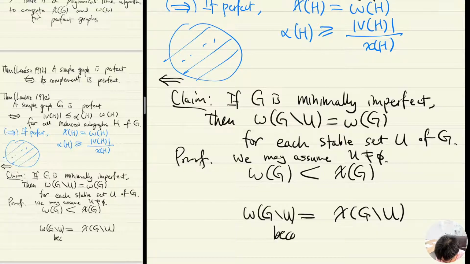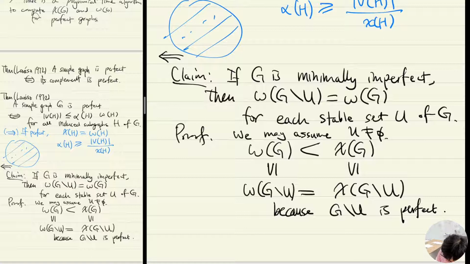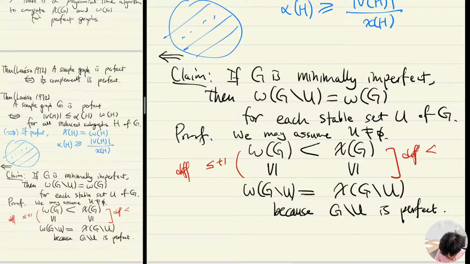Because G delete U is perfect. Now, we have this inequality, right? But how big is the gap? When you delete some set, the clique number can decrease, it cannot increase. When you delete a stable set, the chromatic number could decrease, but it cannot decrease by 2. So the gap is at most 1. So the difference is at most 1.